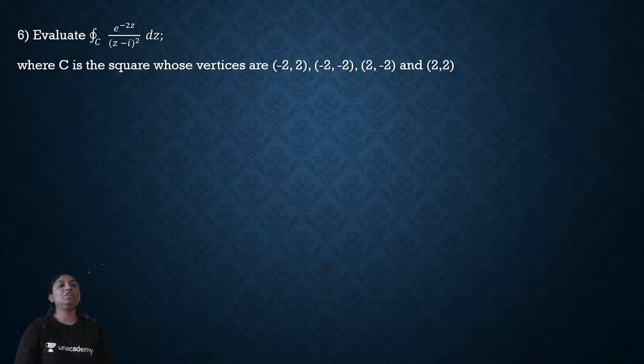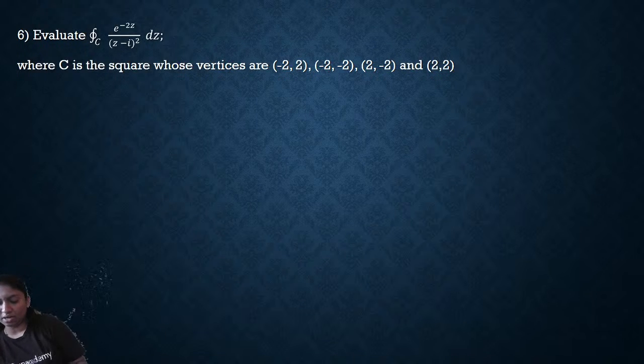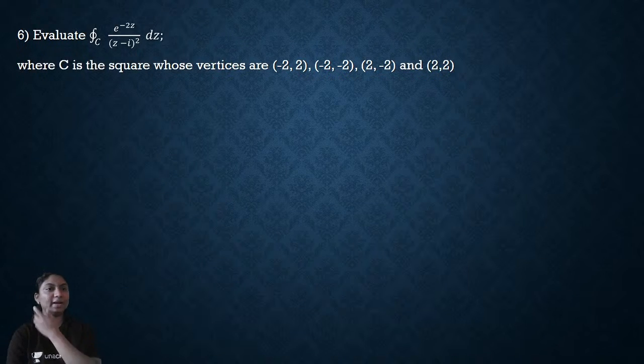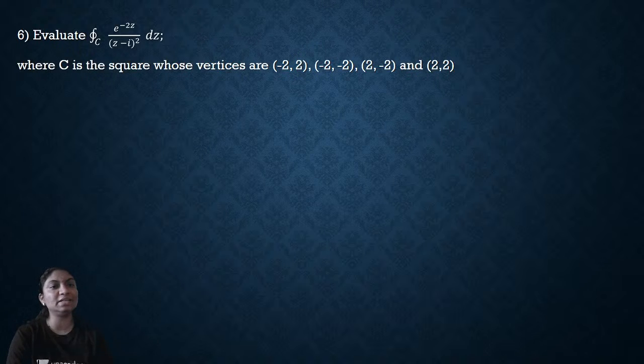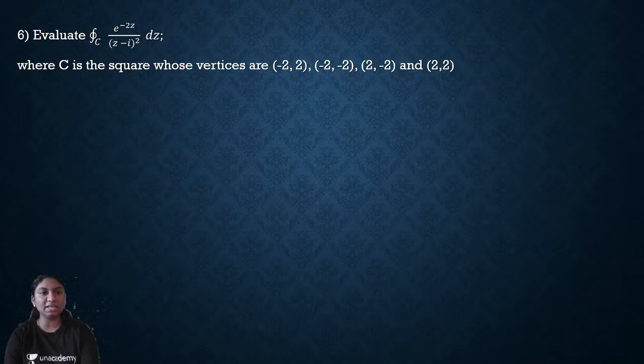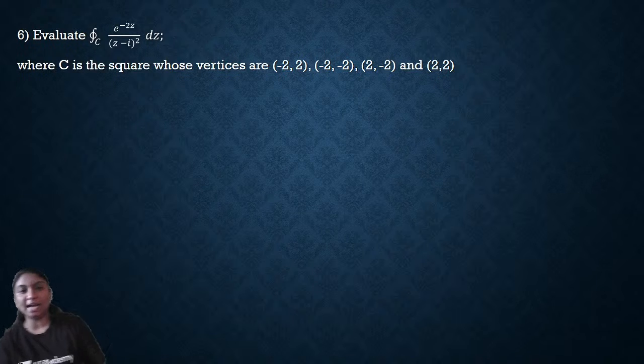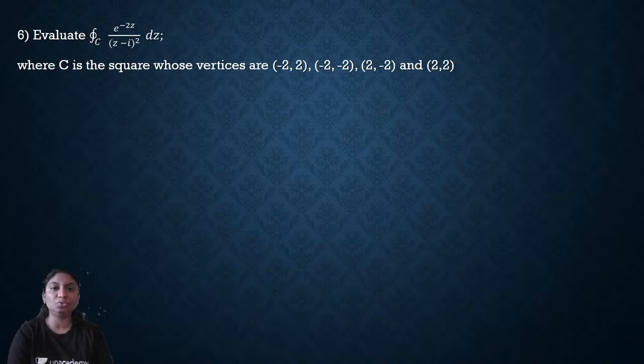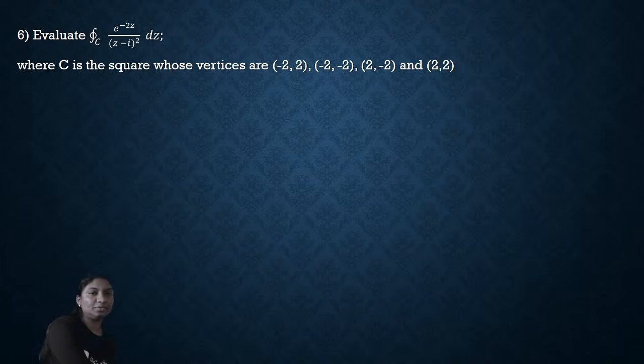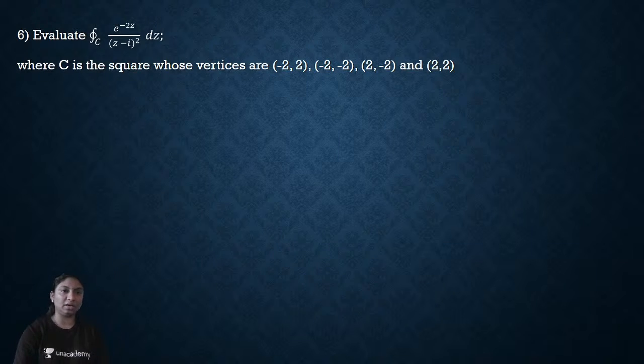Now see, evaluate the integral over the curve C of e raised to 2z, e raised to -2z upon (z minus i) bracket square dz, where C is the square whose vertices are -2, 2, -2, 2, 2, -2 and 2, 2. See, C is the square. So here z is the given curve. This curve is analytic. Now we can first draw the curve.